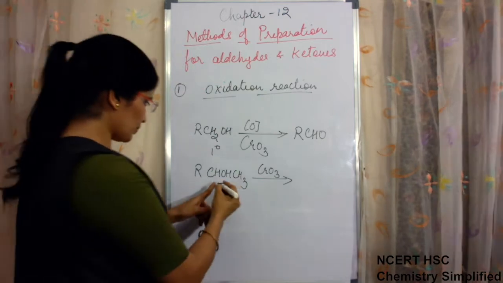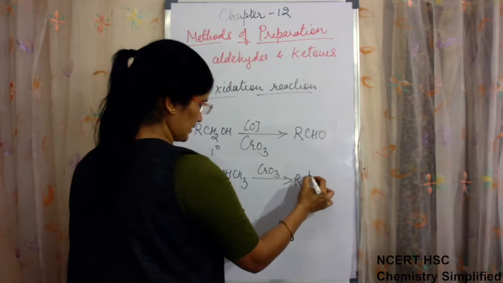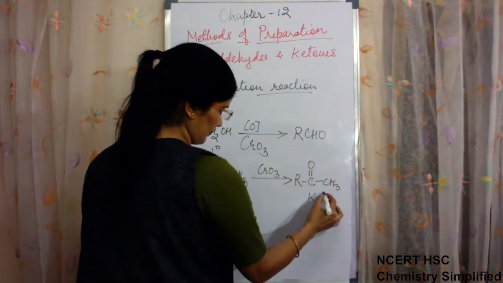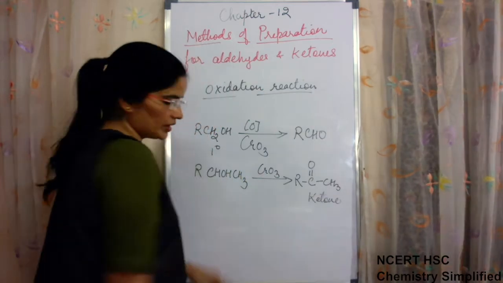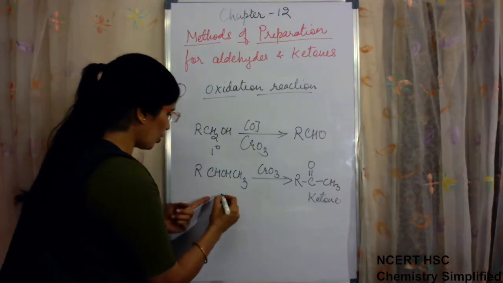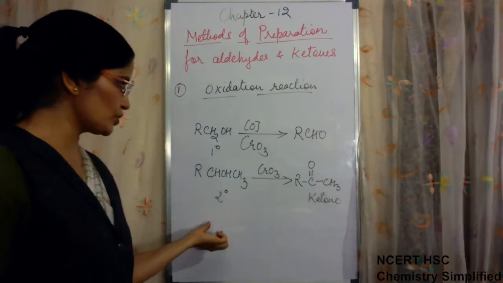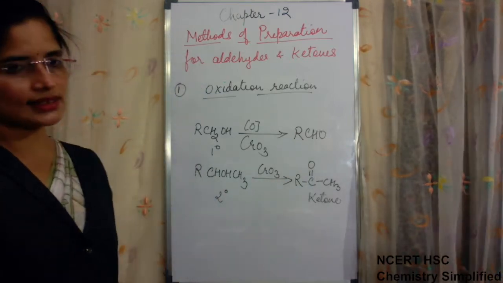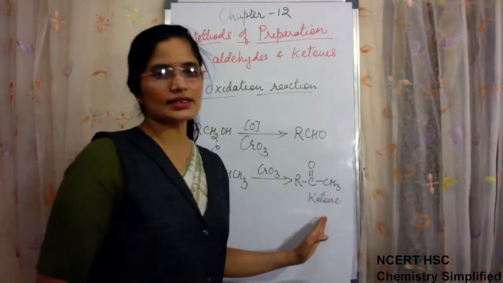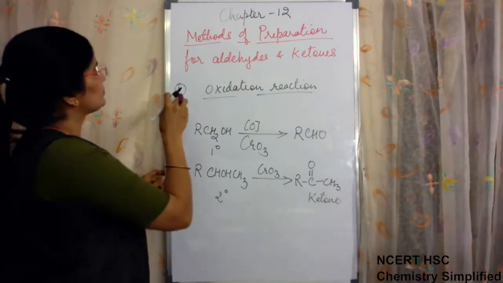Then as a product it will give you RC double bond O and CH3. This is a ketone. So this will give you a ketone. If a 1 degree alcohol is used for oxidation, it gives aldehyde. If 2 degree is used, it gives ketone. So this is the first method by which we can prepare both aldehydes as well as ketones. Now we come to the next method.